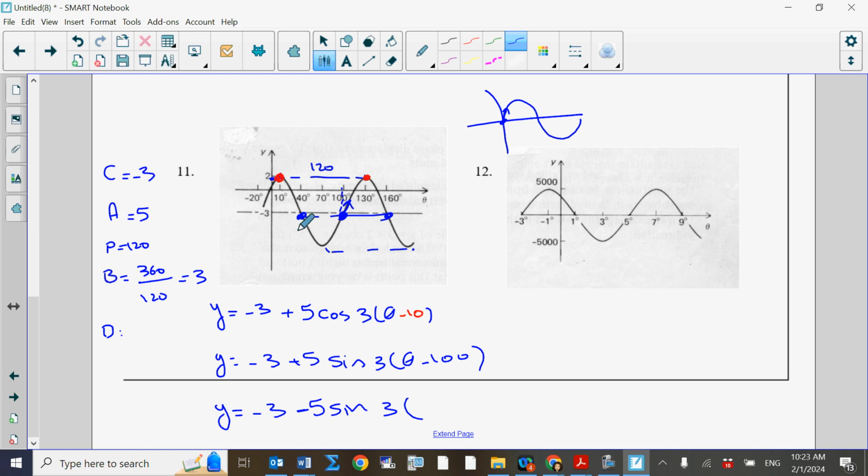Now, you're going to look for a midpoint that is going down, and that's this one, starts from 40. So I can write theta minus 40. So this is how you write the equation for your graph.